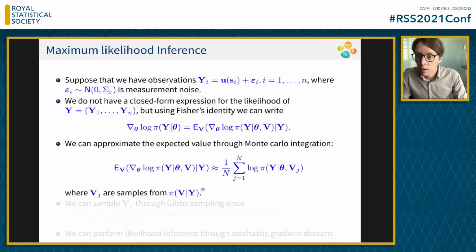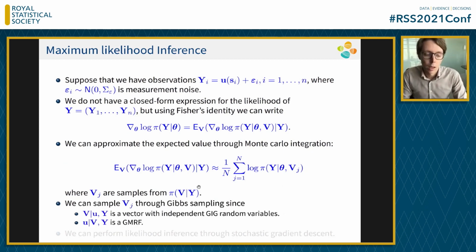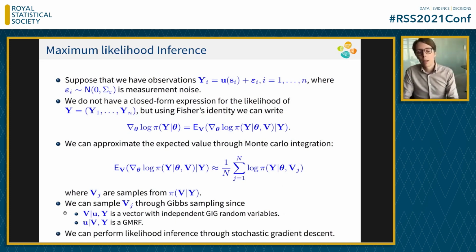And this is in fact very computationally efficient, exactly because of this GMRF representation. So we can do that using Gibbs sampling, where we iterate between sampling the V's and sampling the stochastic weights, and each of those steps are very computationally efficient due to the sparsity properties that we get from the finite elements. So briefly, that means that we can use this to approximate the gradient, which means that we can use stochastic gradient descent to estimate parameters in a maximum likelihood way.